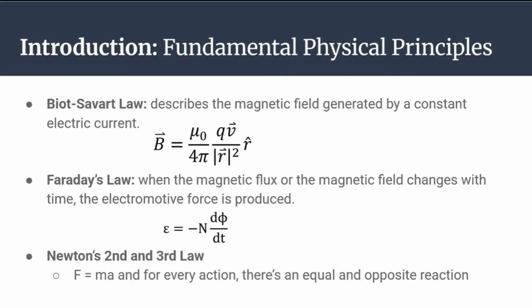Biot-Savart law describes the magnetic field produced by a constant electric current. Here you can see our equation that we have. Faraday's law: as the magnetic flux or magnetic field changes with time, the electromotive force is produced. And this is basically the equation we use. Newton's second and third law: F equals ma, and for every action there is an equal and opposite reaction.